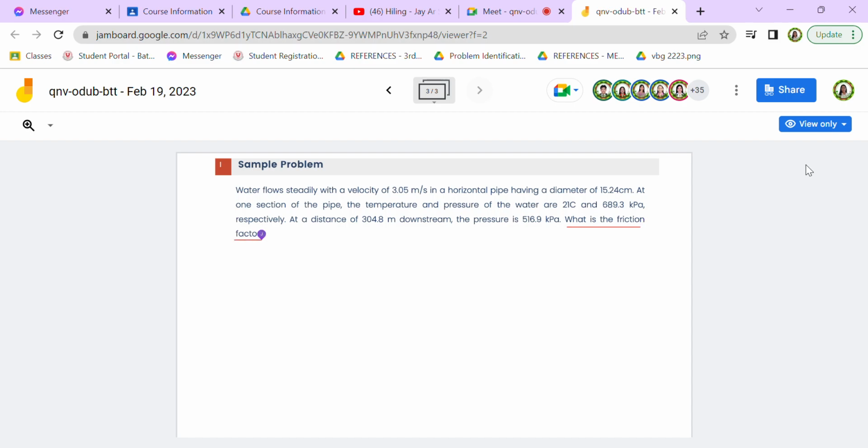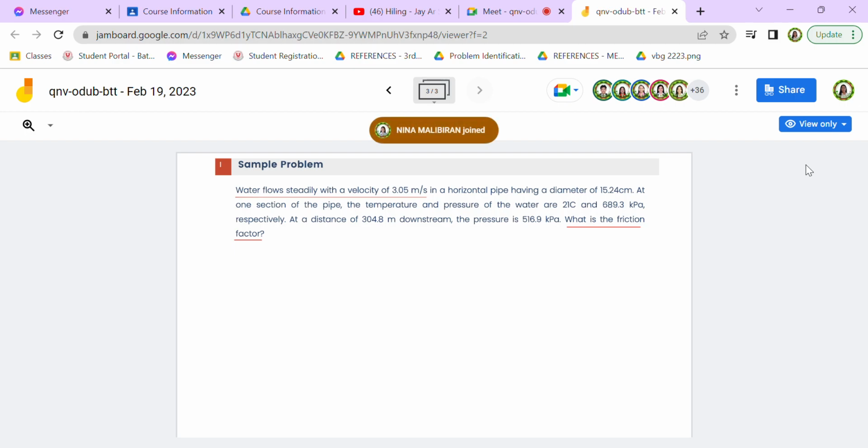Again, let's analyze the problem first. So the water flows steadily with a velocity of 3.05 meter per second. So essential yung term na ginamit dito, which is steadily with a velocity of 3.05 meter per second. Kasi ina-assume natin that the velocity of the water, yung fluid dito, which is given water again, non-compressible na naman, is constant throughout the pipe length. So it will remain the same 3.05 meter per second inlet and outlet.